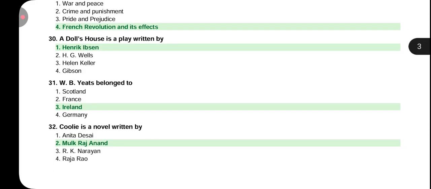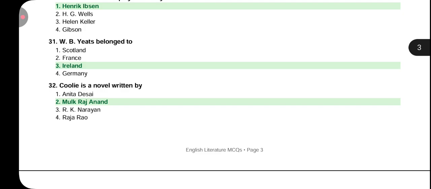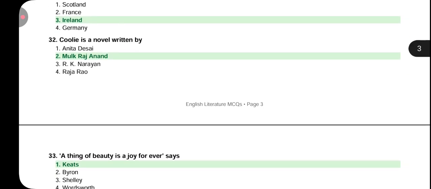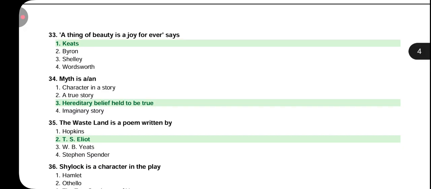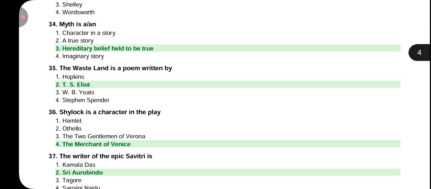30th, A Doll's House is a play written by Henrik Ibsen. 31st, W.B. Yeats belonged to Ireland. 32nd, Coolie is a novel written by Mulk Raj Anand. 33rd, A Thing of Beauty is a Joy Forever, says John Keats. 34th, myth is a hereditary belief held to be true.